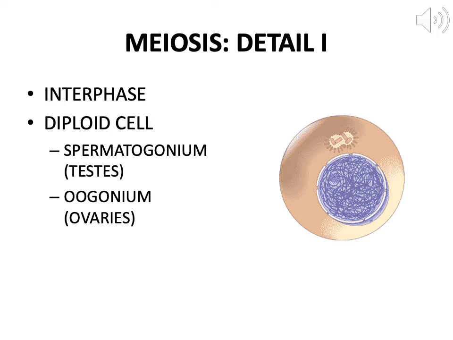Now, in human beings, that might be a diploid cell in a man's testes called a spermatogonium, which might ultimately produce sperm. Or in a female, it might be an oogonium, a diploid cell that could ultimately produce eggs, and that would be found in the ovaries.